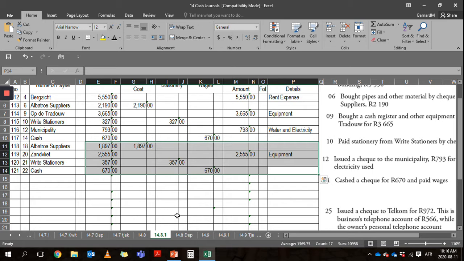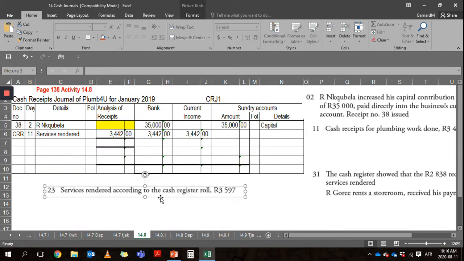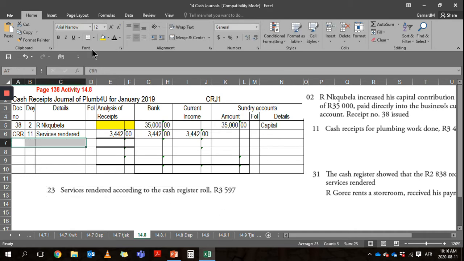22nd. Then we come to the 23rd. Now the 23rd says services rendered according to the cash register roll. So it is cash register roll, services rendered, 3597. Because it's services rendered, it will come in current income. This is the only transaction for the day, so we will then add it up and put it in the bank, because this is the only transaction for the day.